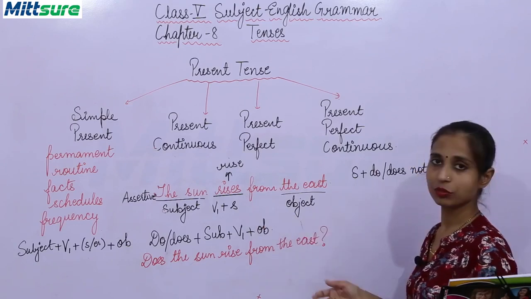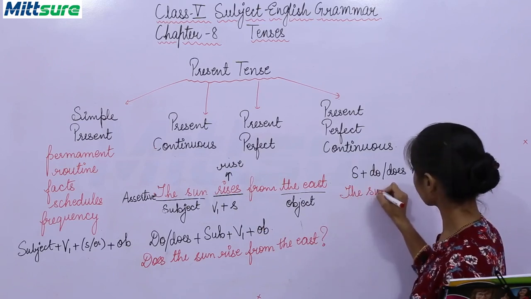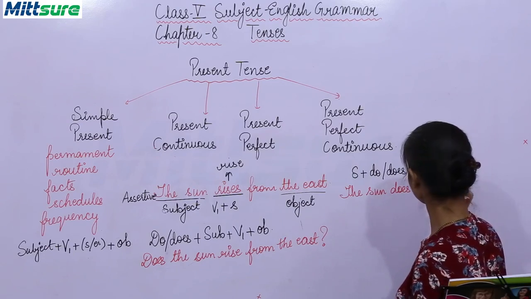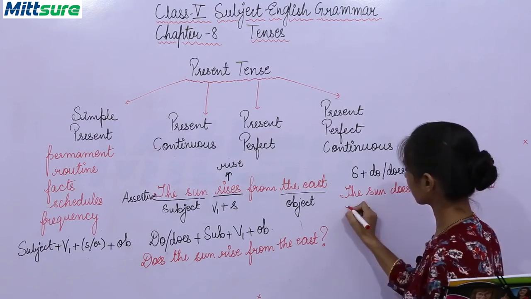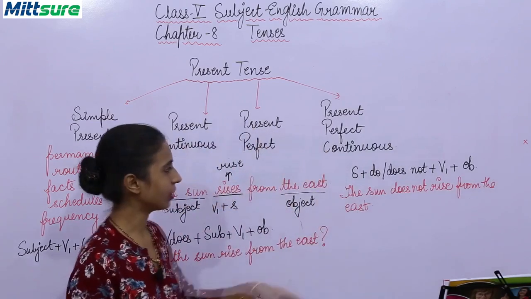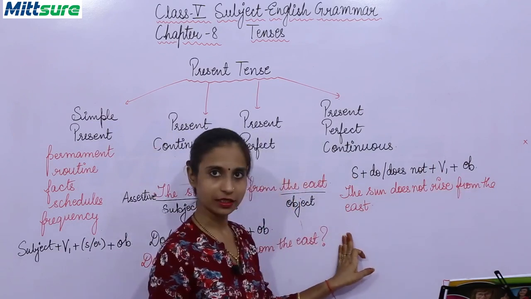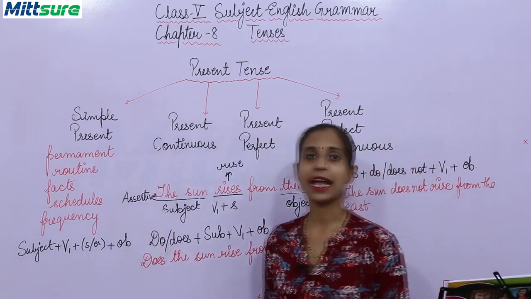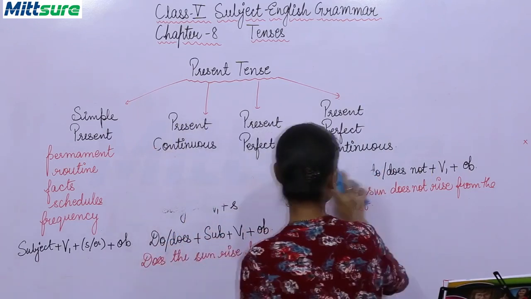So change this sentence only into negative form. The sun does not rise from the east. I hope you have understood. The sun does not rise from the east. I hope you have understood simple present tense and how to frame it. So just write the formula.